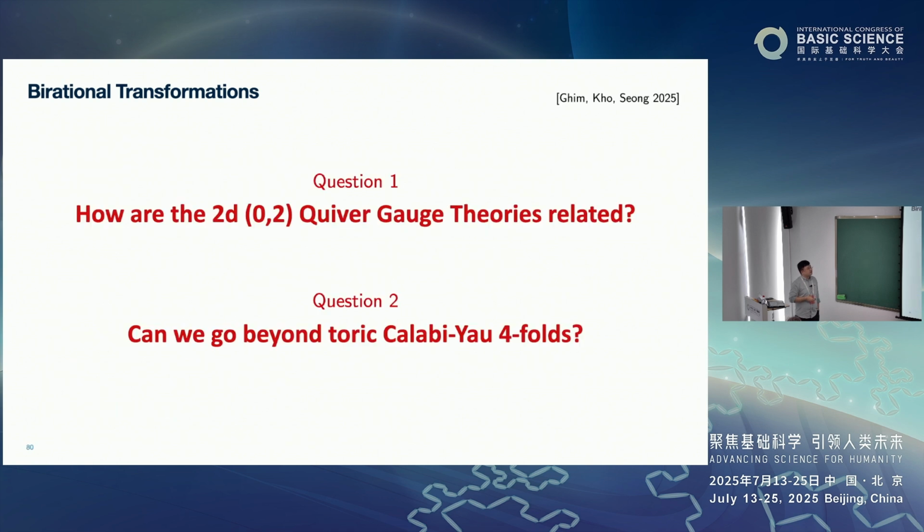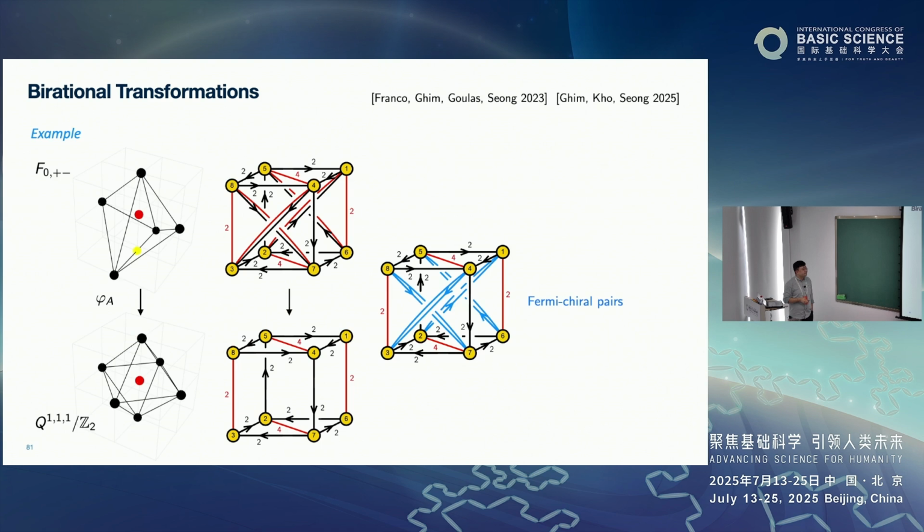We now have the two questions that we want to answer. What are the implications for the corresponding quiver gauge theories that I talked about earlier, the 2D (0,2) gauge theories? And as part of the second question, can I also talk about toric Calabi-Yau fourfolds that are not necessarily associated to reflexive polytopes, and can those non-reflexive polytopes also have similar properties under birational transformations?